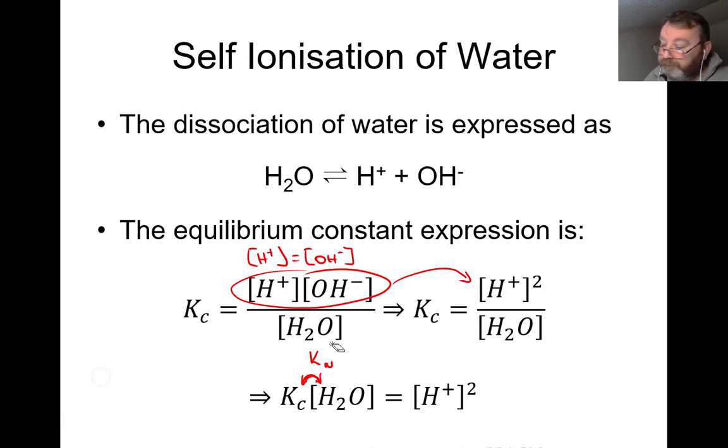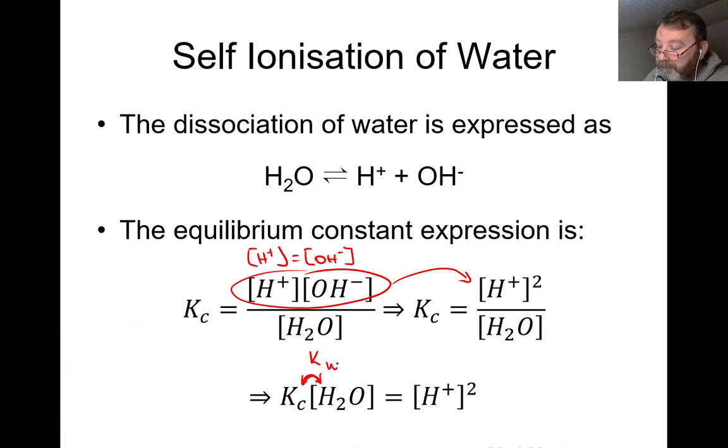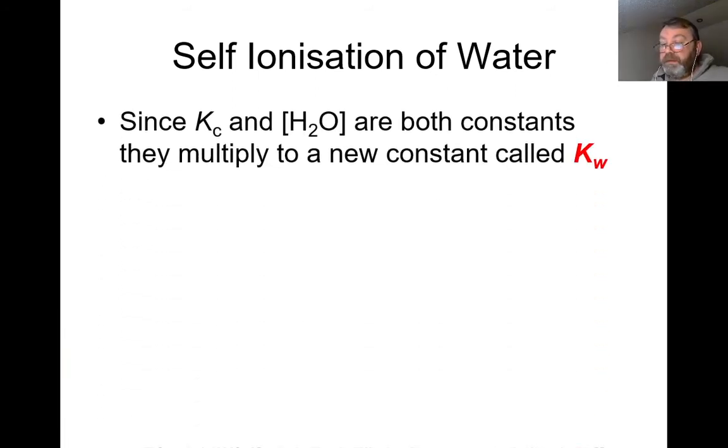Apologies for that. Kw. Okay. So since Kc and H2O are both constants, the concentration of water is constant at any given temperature, and Kc is an equilibrium constant, so these two are both constants. And if you multiply two constants by one another, you get a new constant, and that new constant is, as I've put down here on the slide, Kw.